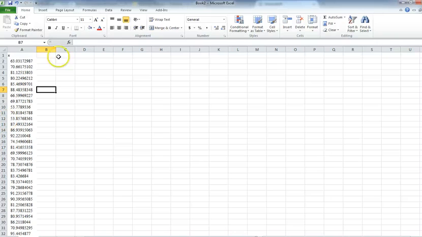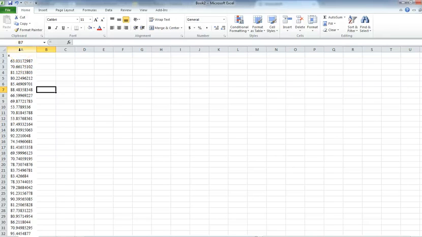So X has got all these values. I've actually taken X randomly from a normally distributed population. So this is a sample from a normally distributed population. Let's see how we go about doing our quantile plots.